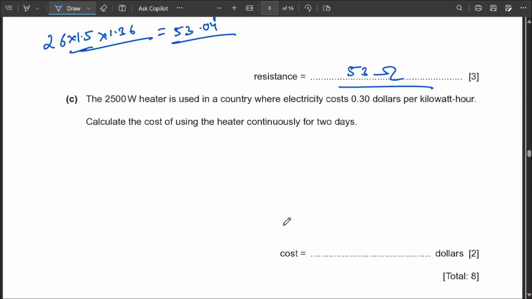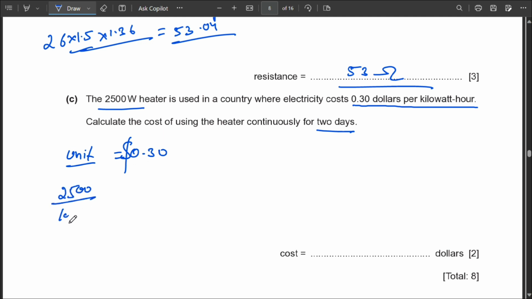Okay, C part. A 2500 watt heater is used in a country where electrical cost is $0.30 per kilowatt hour. Calculate the cost of using the heater continuously for 2 days. See, what is the cost? The unit of electricity is $0.30 per kilowatt hour. So first of all you have to convert this to kilowatt. 2500 by 1000 is 2.5 kilowatt.